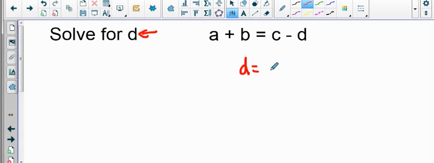I need to move these around too. Still a positive C over here. If I take the A and move it over, it becomes a negative A. If I move the B over, it becomes a negative B. So there's the answer. But if you wanted it in alphabetical order, you know how to do that too.